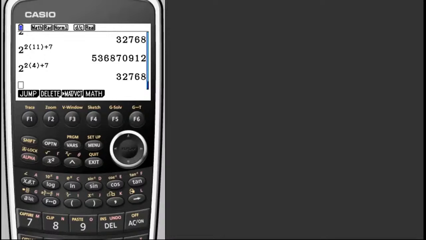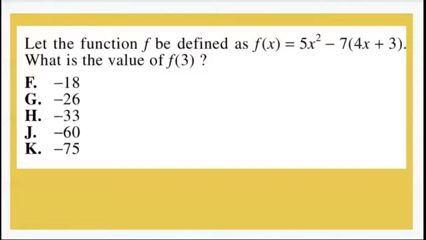All right, so let's go to the last question for today from this week. It says, let the function f be defined as f of x equals 5x squared minus 7 times 4x plus 3. What is the value of f of 3?